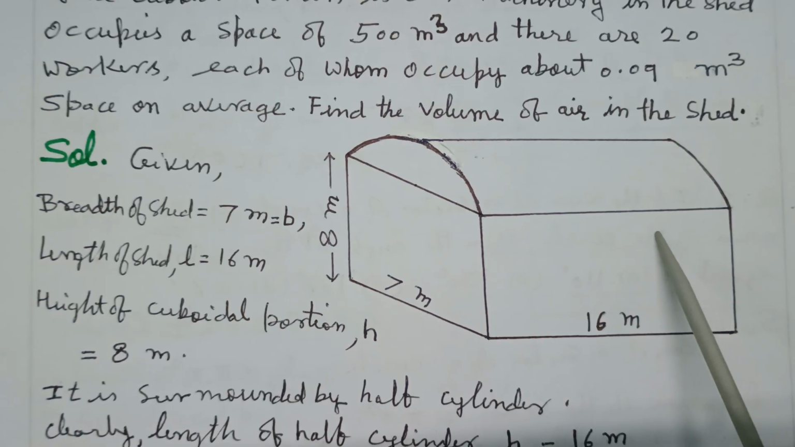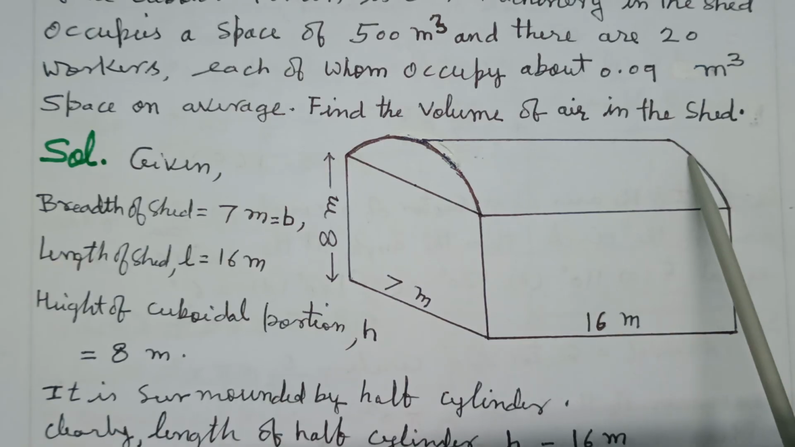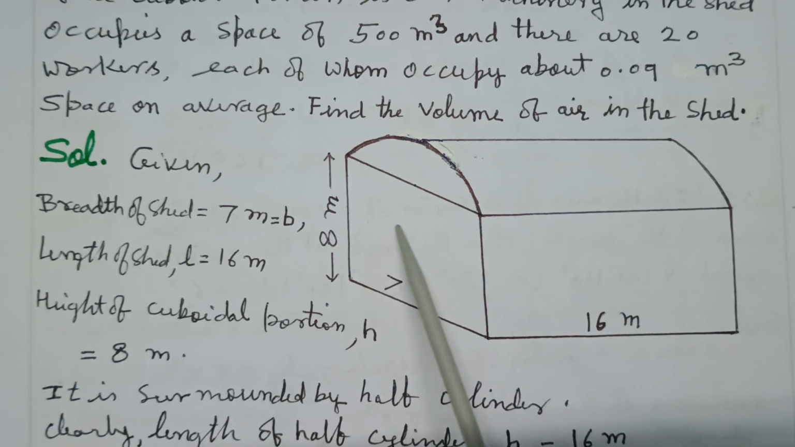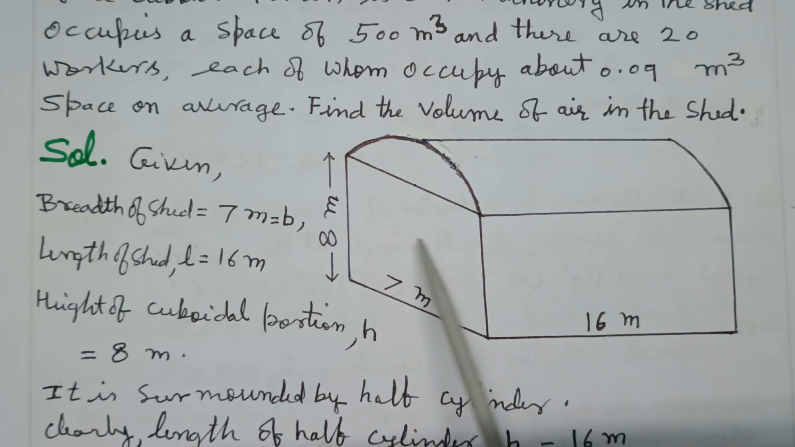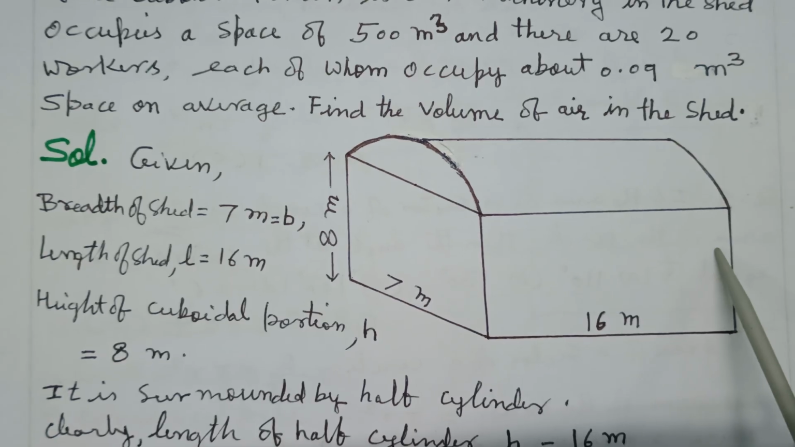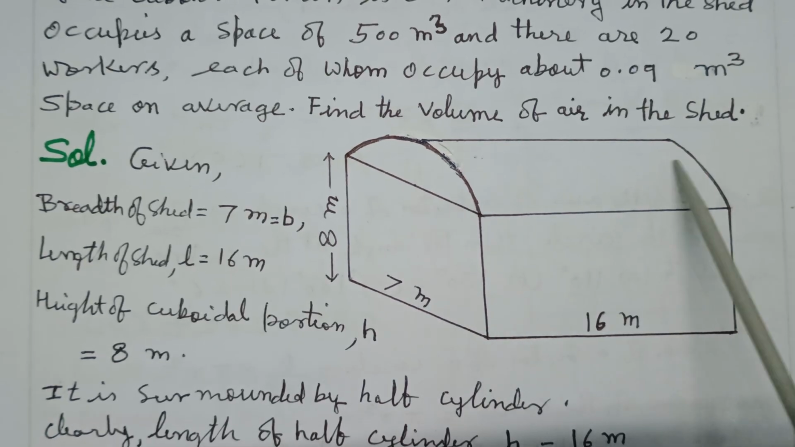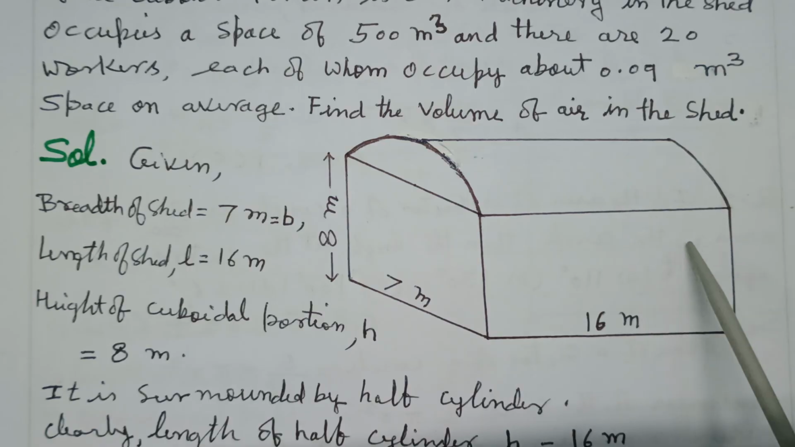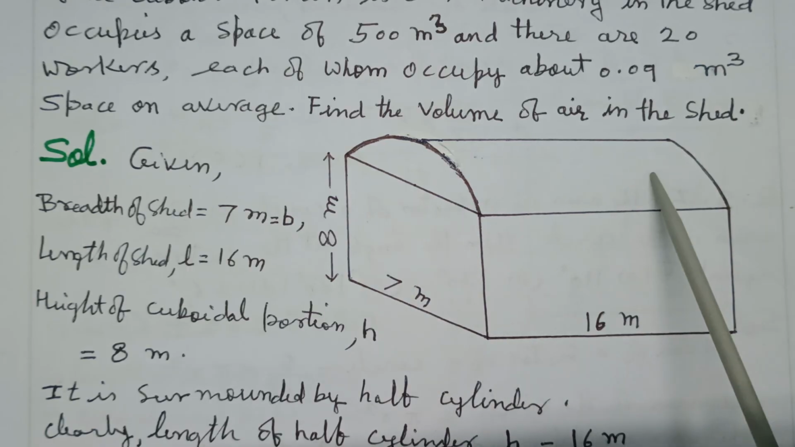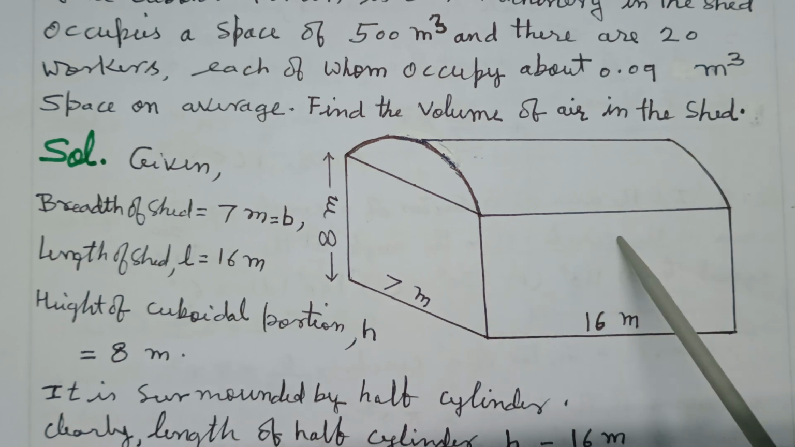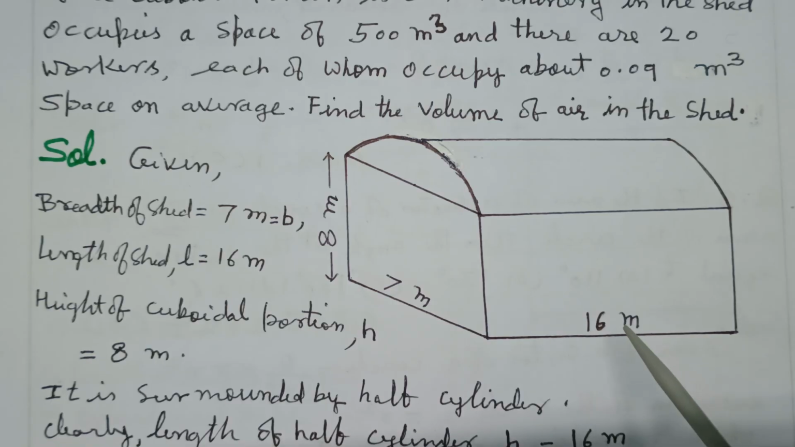So how we will find out? We will find out the volume of this shed. So how we will find out the volume of this shed? We will find out the volume of this cuboid by using the formula of cuboid, and we will also find out the volume of this half cylinder. Then we will add, so we'll get the volume of this shed. From the volume of this shed we will deduct the space occupied by the machinery and the workers. So we'll get the volume of air. Now let us start the solution.